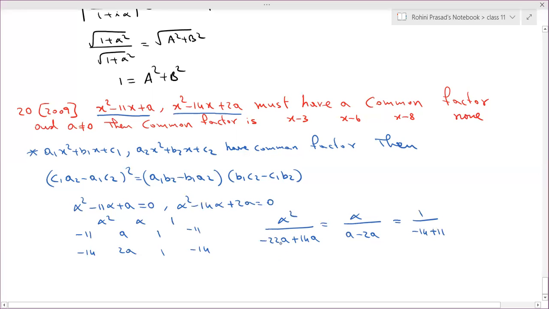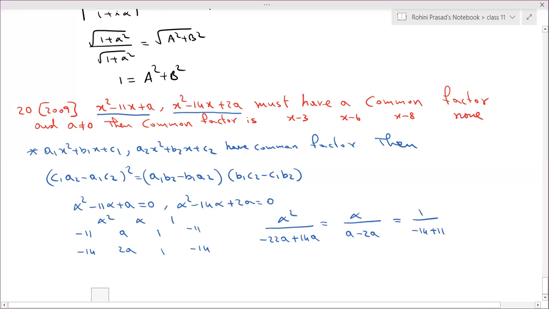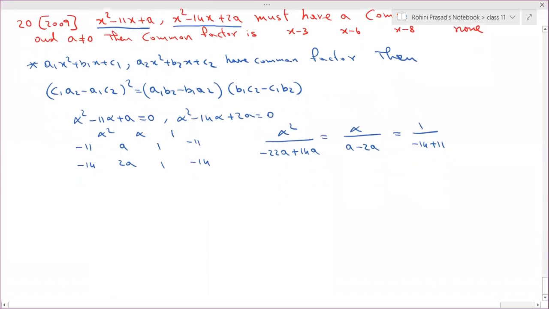So you just equate this alpha square and alpha values. You get alpha square equal to, this is 6 and 2, 8, minus 8A by minus 3. Alpha equal to minus A by minus 3.